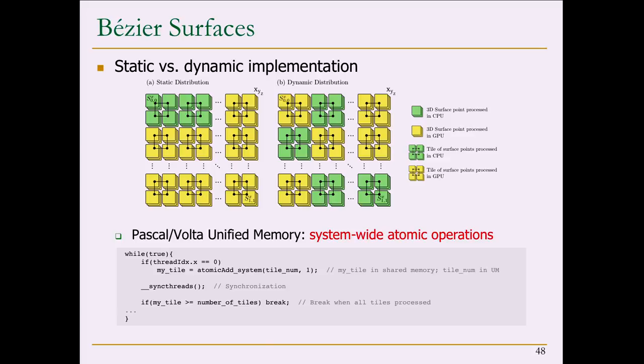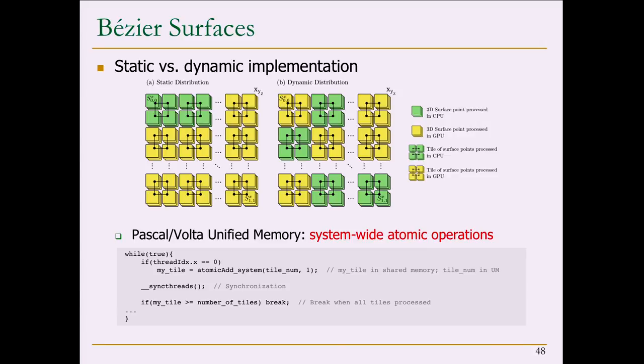This can be very simple. There might be other ways of implementing this, but the simplest way is having a global counter, in this case, this tile num, and adding 1 to this tile number with this atomic add, getting a tile number, and starting to operate with this tile number. So something like this can be done.